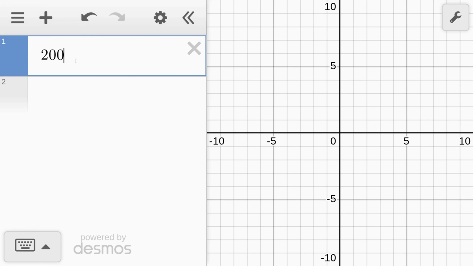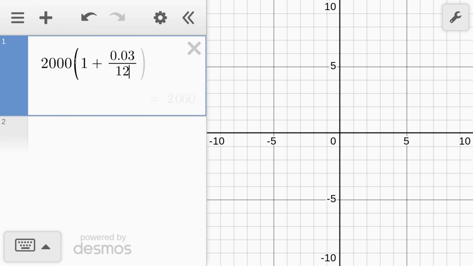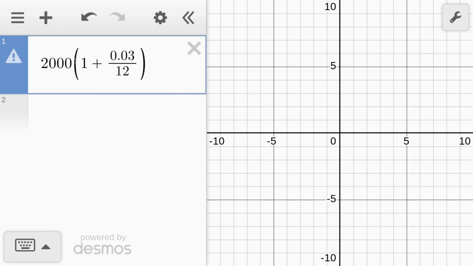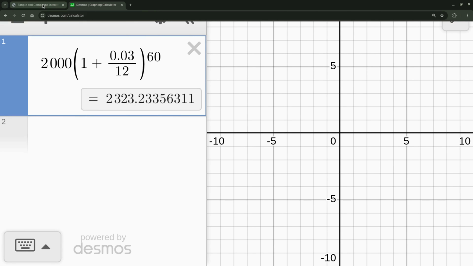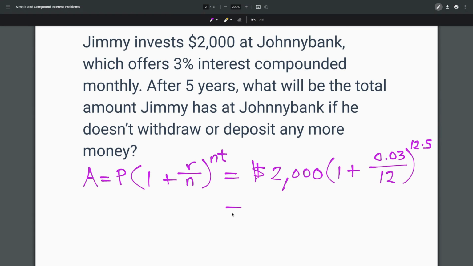So we have 2,000, 1 plus 0.03 divided by 12. And we're going to raise that to 12 times 5, which is the 60th power. And we get 2,323.23, and there's a 3 after the nearest penny, so we're going to just have 23 cents there. Okay, so let's switch to this tab. So we have our amount is 2,000.